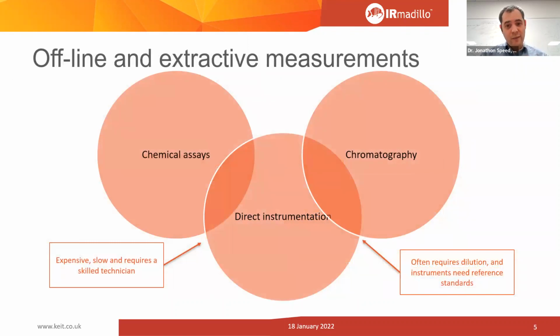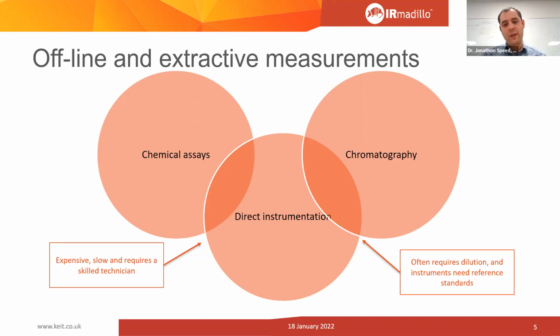Offline gives you that level of information. So we've got chemical assays on the left. That's something like a lab-based titration. So, old school, a burette and a conical flask, and you add an indicator and you titrate until you get to the right number. You can get instrumentation that does that for you. So that's where the overlap is, like an auto titrator.